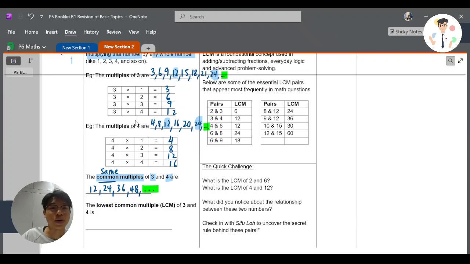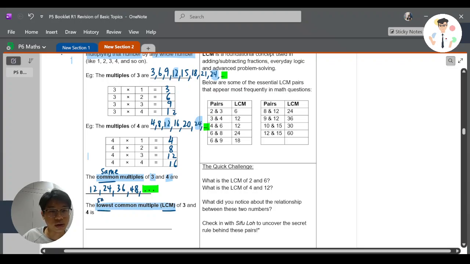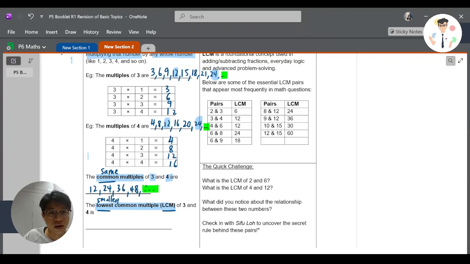Now, similar to highest common factor, when it comes to multiples, it will ask you something in contrast, the lowest common multiple, which is LCM. And perhaps LCM is something that we will use even more in this P5 and P6 curriculum. Lowest common multiple. Lowest means what? The smallest. Among all the common multiples that we have found, which one is the smallest? We know it is 12. The answer is 12. So that is the lowest common multiple, LCM.